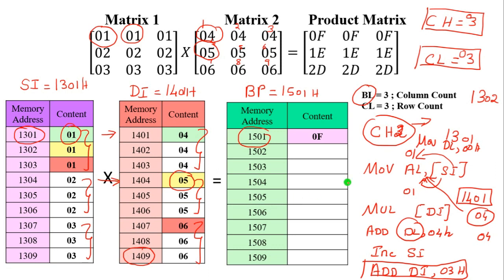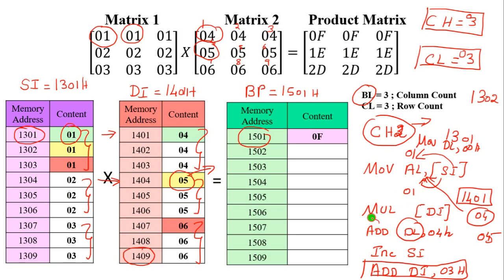What is the next step? The CH value is not equal to 0. Again, the SI value is moved to the AL register. Then this time, this DI register value becomes 05. This 05 is to be multiplied with this AL register value. Now the result becomes 05. Okay, this 05 value is available in this AL register.